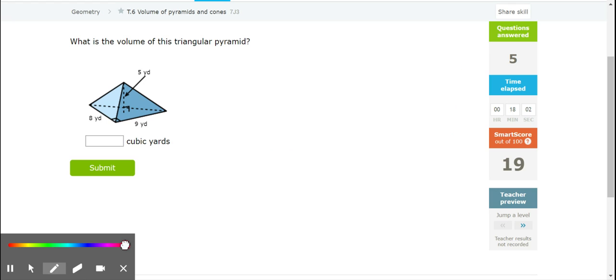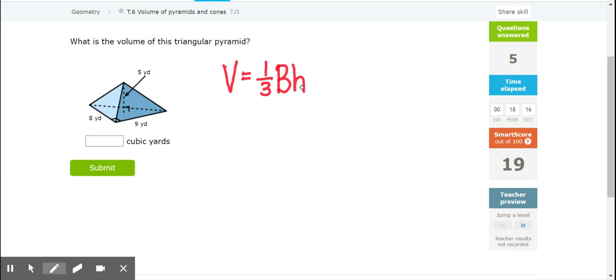I have another pyramid. So I'm writing on my scratch paper. The first thing I'm going to say is a formula. Formula for a pyramid is volume equals 1/3 times capital B times H. Okay, so let's look at my base this time. Here's my base, and it is a triangle. And it's a triangle with this right angle.